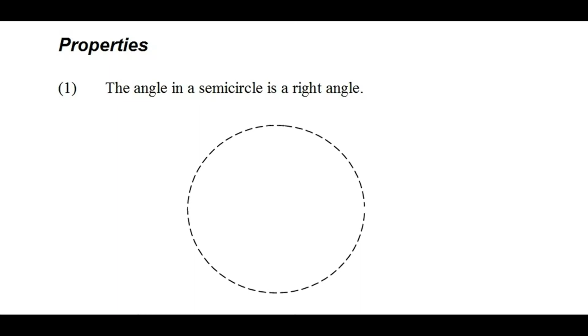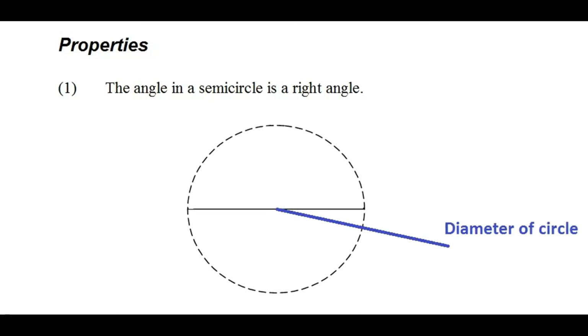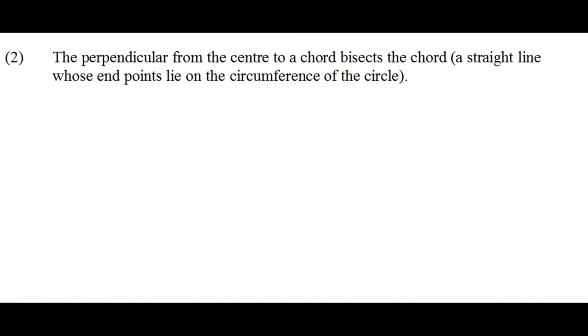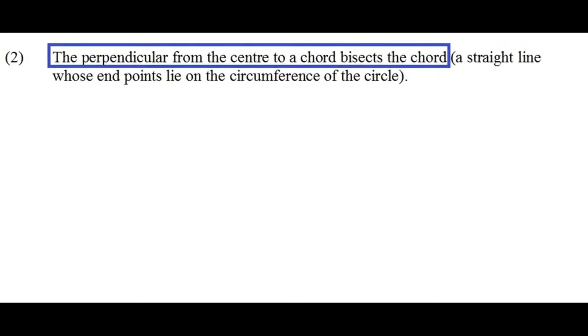Here is a circle, and if I draw the diameter, and if I draw a triangle in this circle which contains the diameter, the angle in a semicircle in this case is always a right angle, so it's always 90 degrees. So moving on to the second property, the perpendicular from the centre to a chord bisects the chord.